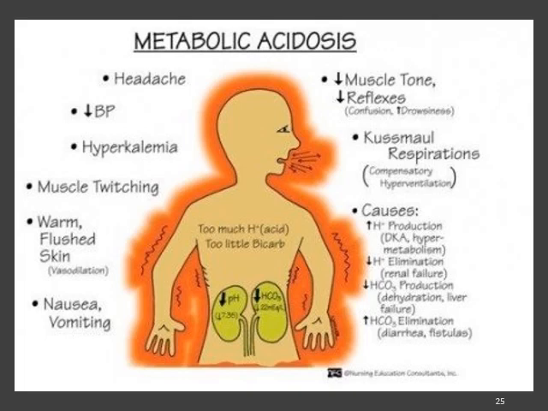Now symptoms: headache, low blood pressure, hyperkalemia, muscle twitching. Acidosis can lead to neurological problems. Warm, flushed skin, look how red they look. Nausea, vomiting. They have low muscle tone and poor reflexes. Coughs, small respirations. You're going to see that in a lot of different places. You may see it on NCLEX.